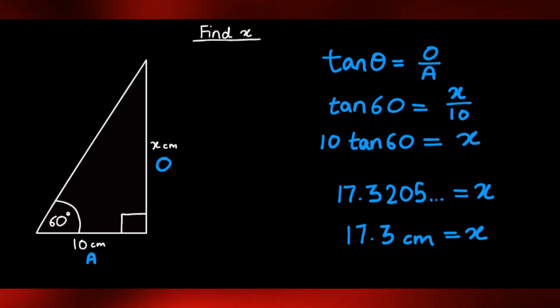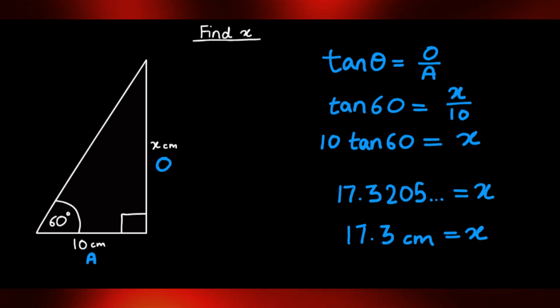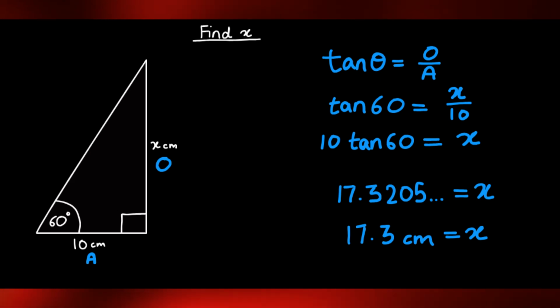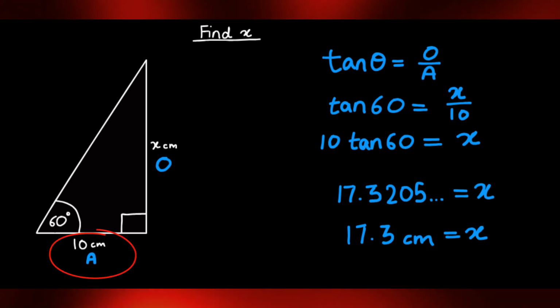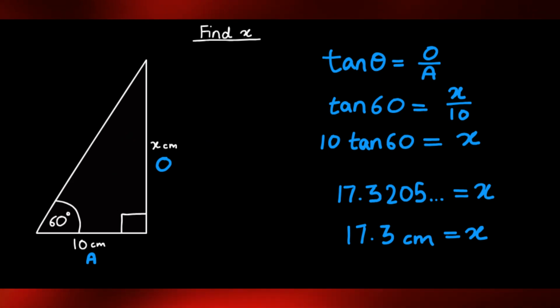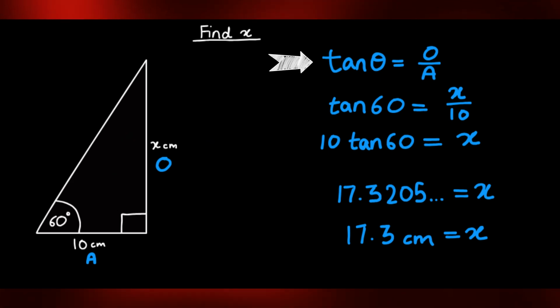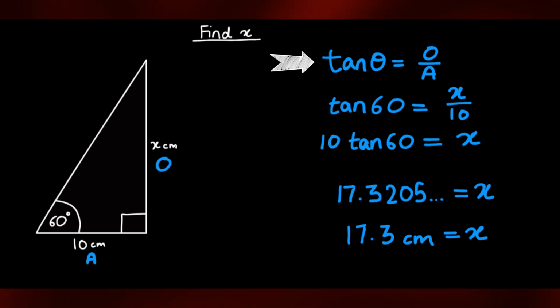Moving on, our first step is going to be to label the sides for the value we know and the value we are going to find out. This will help us decide what ratio we will have to use. So, as we can see here, we have to label the side with length 10 centimeters as the adjacent and the side whose length we have to find as the opposite. So, as we are dealing with adjacent and opposite, we will use the tan ratio to solve this problem.